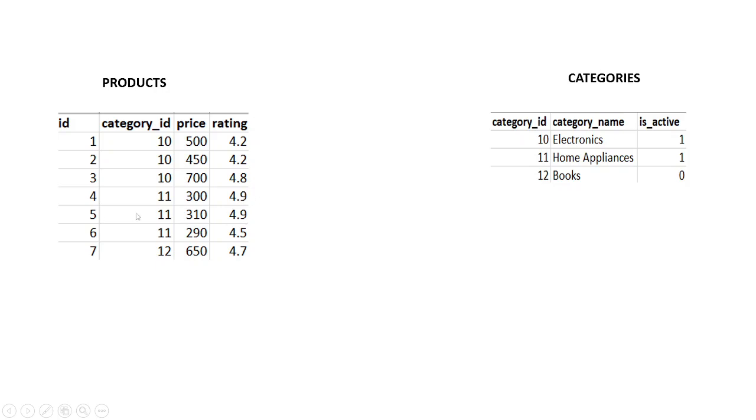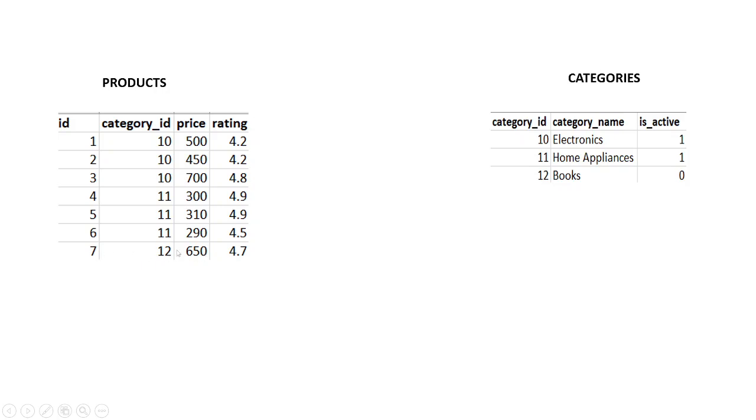Okay, but we can see that product 4 has a lower price than product 5. So that's what we are going to output here. For this category we need product ID 4, not product ID 5, though they have the same rating and are both the highest rated in this category, because this one has the lowest price. And for 12, since the category is not even active, it should not be returned.